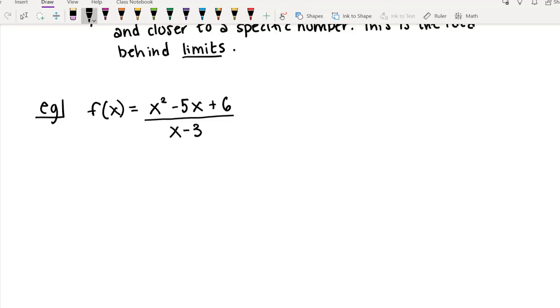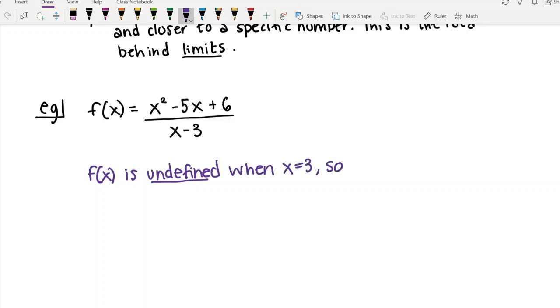This function is undefined when x is equal to 3, right? So if you wanted to plug in 3, it wouldn't work. So f of x is undefined when x is equal to 3. So we cannot plug in 3 to this function. If you tried to plug in 3, you would get does not exist. In this case, you would specifically get 0 over 0, which is not a defined number.